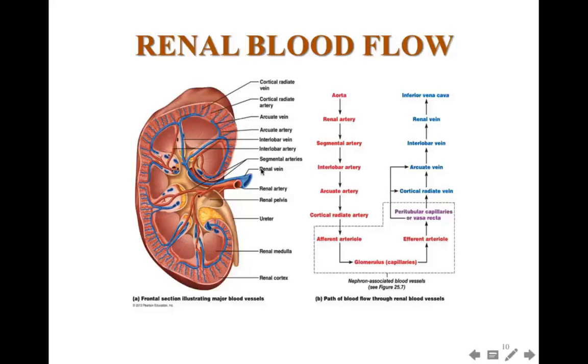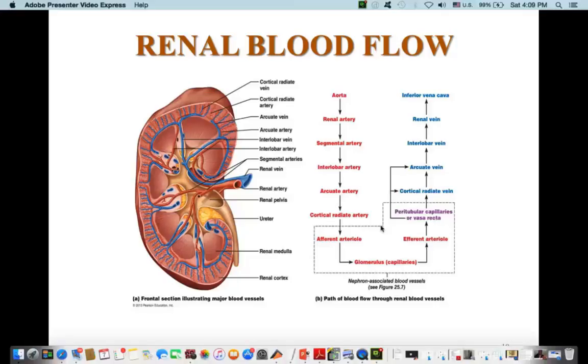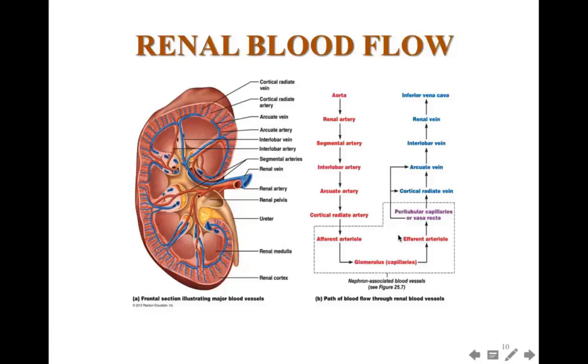Renal artery enters into the kidney through its hilum. After that, it will be divided into interlobar arteriole, arcuate arteriole, and interlobular arteriole. Then it supplies the nephron through afferent arteriole, glomerulus or glomerular capillaries, and efferent arteriole. Finally, pretubular capillaries unite with the renal vein. That was the first part of the renal blood supply.